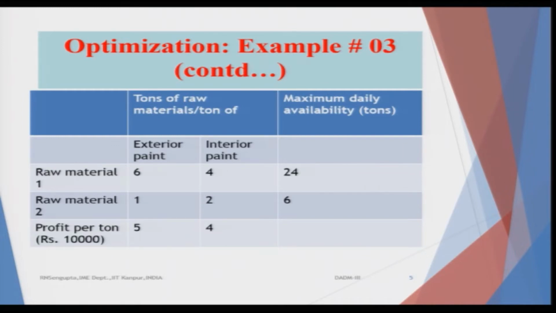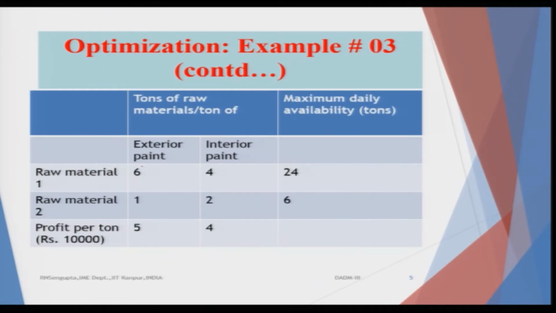Let us go one by one. If I consider raw material 1, which for our case I am telling you beforehand is decision variable x1, the number of tons of raw material required per ton of exterior paint is 6. I will not highlight this, I am just trying to make a note of it for all the students who are watching this video.